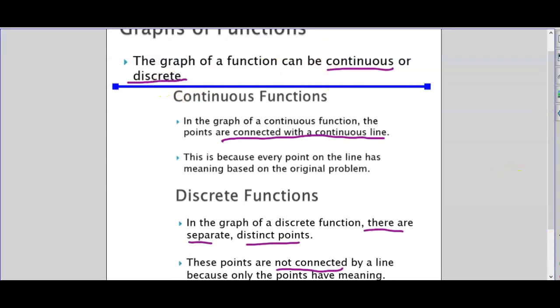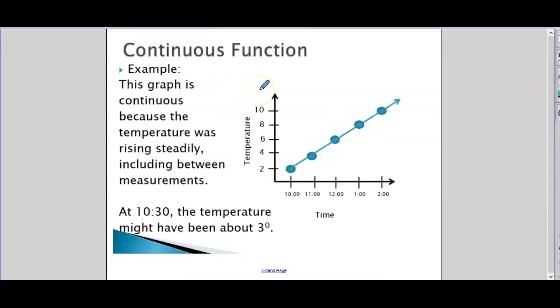So thinking about that and going a little bit further with this, if I can get to my next slide, there we go. An example of a continuous function here is something like this. This graph is continuous because the temperature was steadily rising, including between measurements, right? So we're not just focused on 10 o'clock. There's time in between 10 and 11, and it's steadily increasing at that rate. So at 10:30, the temperature might have been right around 3 degrees if we follow this line, because it looks like in an hour it's going up by almost 2 degrees each time, as we continue to look at this.